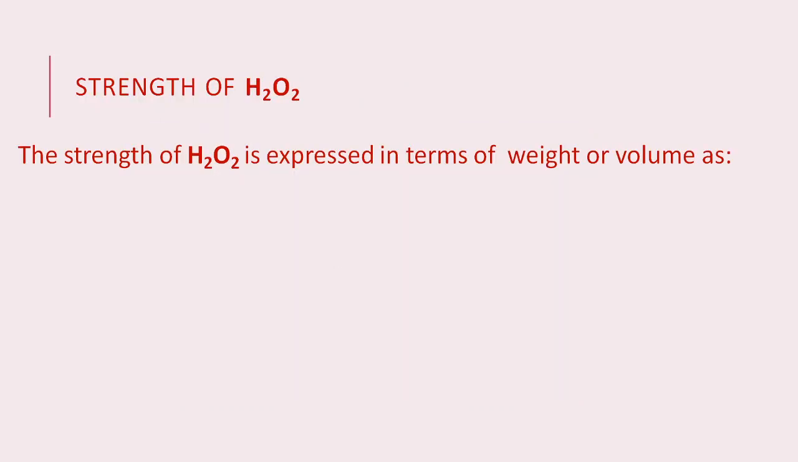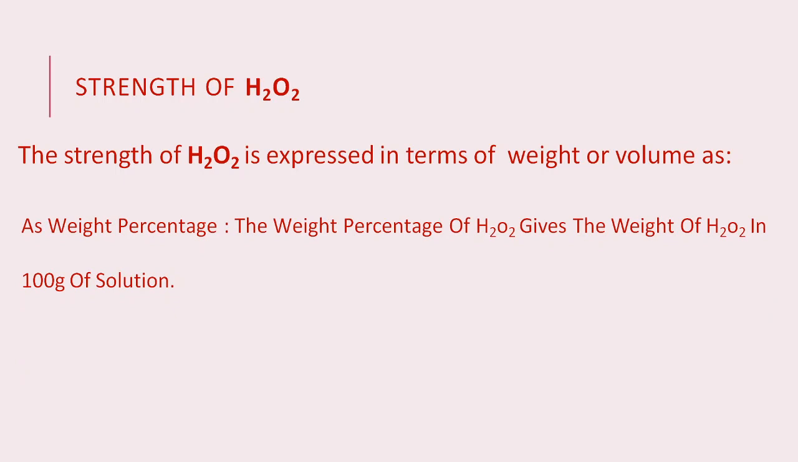So the strength of H2O2. Now what is the strength of H2O2? Strength is expressed in two types. First one is weight percentage. Now what is weight percentage? Suppose I am saying that the weight percentage of hydrogen peroxide is 22%, then in that case you need to understand that 22 gram of hydrogen peroxide is dissolved in 78 gram of water. Means the total weight of the solution is 100 gram, and there 22 gram of hydrogen peroxide is present. So that is one type where we express the strength in terms of weight percentage.